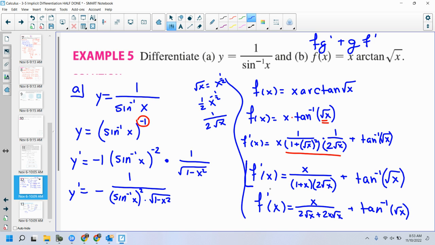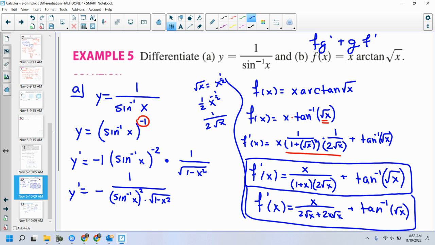Honestly, this would have been an acceptable answer. Down here would have been, I mean, we just distributed the 2 radical x. Either one of those would have been fine.